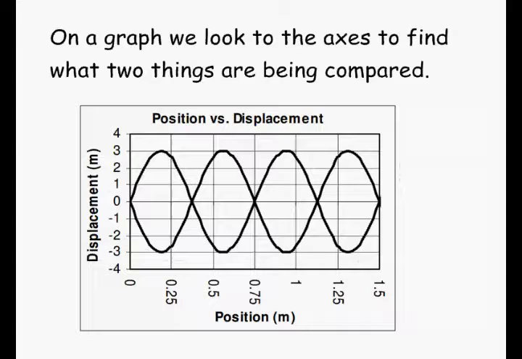On a graph, we look at the axis to find what two things are being compared. In this case, we're comparing displacement in meters and position in meters. We remember these, so if we're asked a question about it later, we can refer back to this graph.